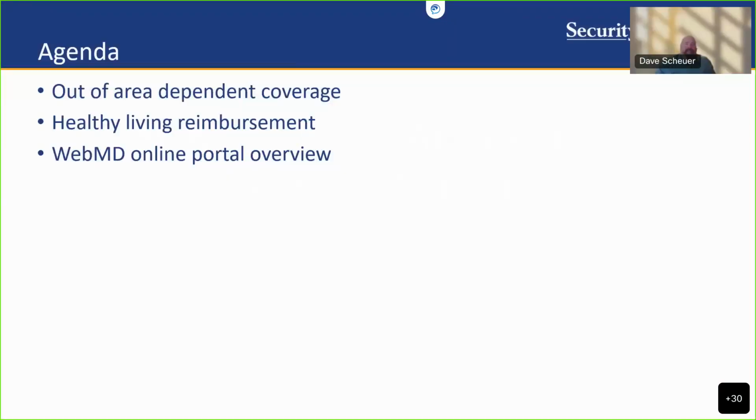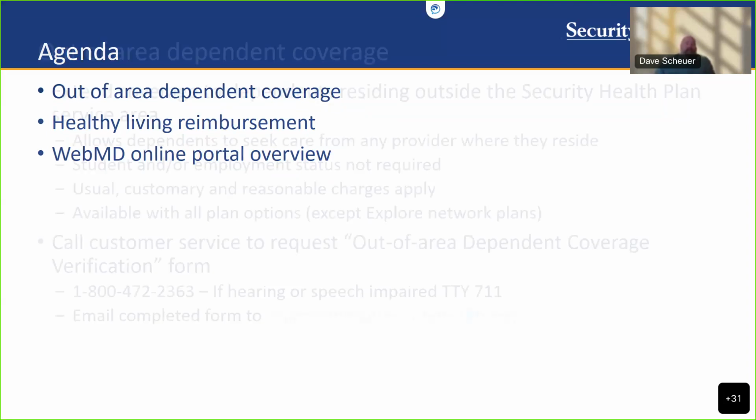Welcome, everyone. And as Alexa noted, our agenda will include the out-of-area dependent coverage, healthy living reimbursement, and then we'll take a look at the My Security Health Plan online account and how that will get you to your WebMD online portal, which will provide you with a number of resources available from WebMD, the leader in online health information, as well as information about the Wellness Reward Program. And I will say the Wellness Reward Program at this time is not live. We will make sure that that is live for you by next week. So let's jump in and get started here.